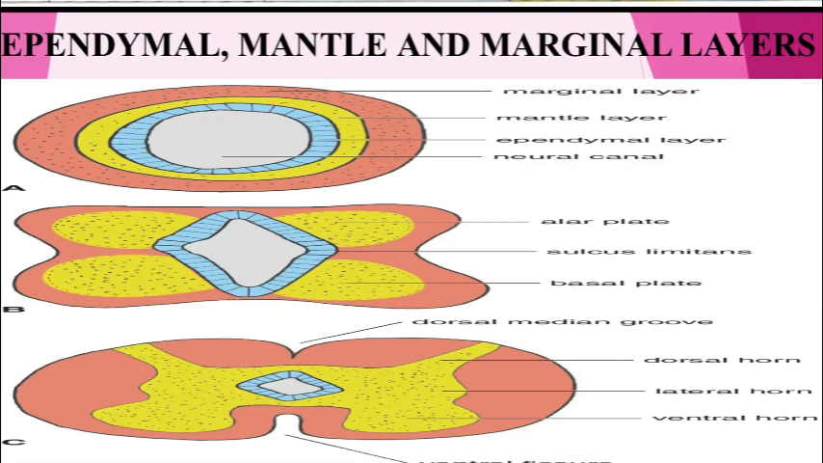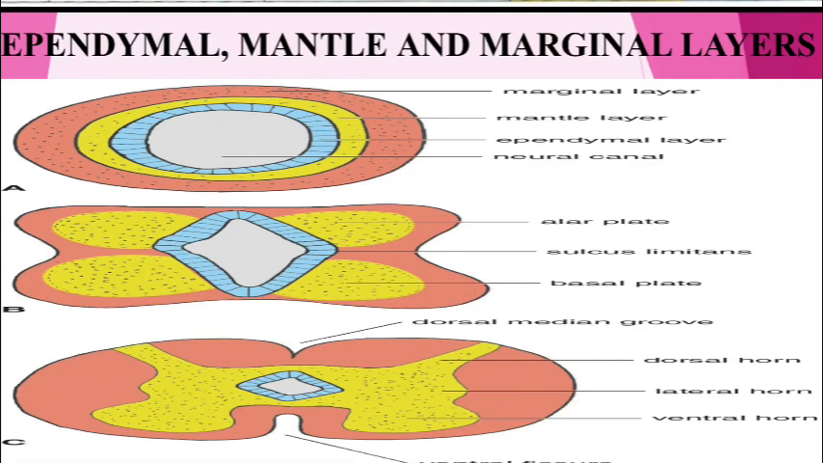Now right here is an illustration of the development of the spinal cord. You can see the marginal layer, which is the outermost layer. The mantle layer is deep to that, and the deepest is the ependymal layer. Then the neural canal is right there in the center. This is a cross section of the neural tube. That is what you're seeing here.